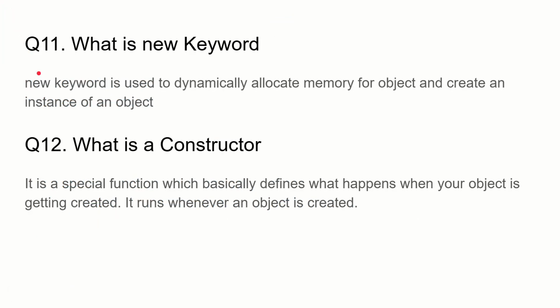Next basic question would be, what is the new keyword? So the new keyword is used to dynamically allocate memory for objects and create an instance of an object. Next question, what is a constructor? It is a special function which basically defines what happens when your object is getting created. It runs whenever an object is created.